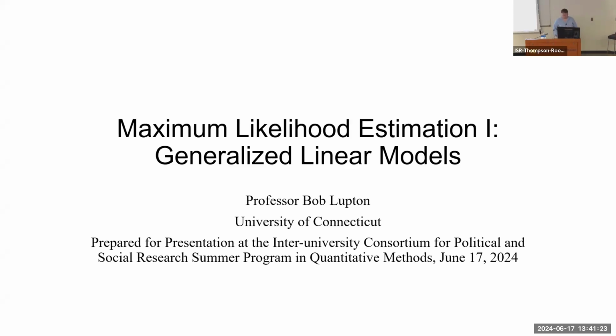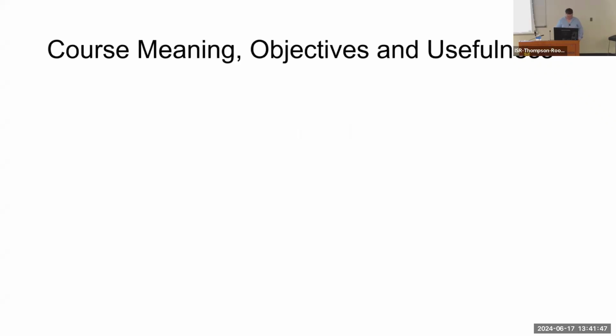Hello, everybody. Bob Lupton. I don't know what Jim was talking about, some words about Manchester and different places. I'm from the University of Connecticut. It's a two-time reigning college basketball national champion. I'm a political scientist over there. And I teach this course, Maximum Likelihood Estimation 1, Generalized Linear Models. It is a mouthful, and that's okay, because I'm going to be briefer than the course title suggests today. And it is an important course.